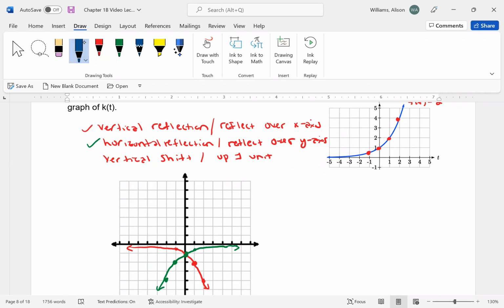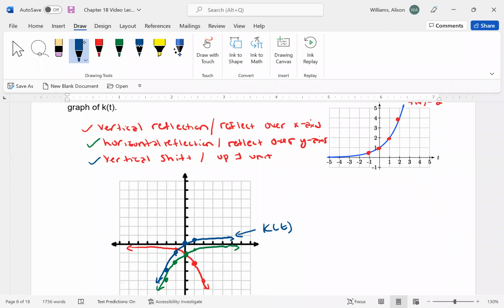Now the final one, the vertical shift, I'm going to do in blue. We're going to shift it up 1. I'm going to take all of my output values on the green graph and just go up 1. And that is the final. Oops, shouldn't have crossed. That is what the final graph looks like. So this is k of t, the resulting graph.